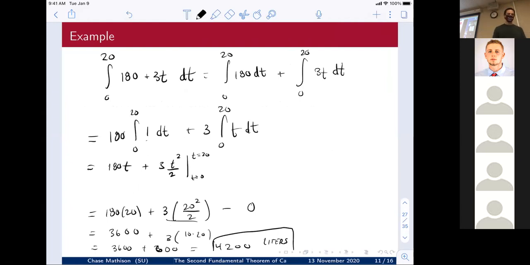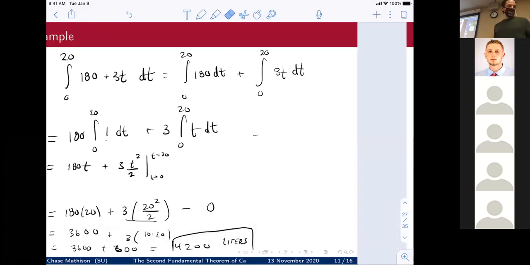And this is what makes this a little more powerful than just starting with 180 plus 3t, knowing this is f prime of t, and then trying to find f of t. Well, that would be 180t plus 3t squared over 2 plus some constant. We don't know the constant. But with the net change, the constant doesn't matter, okay? So we just want the net change. We can just take the integral.